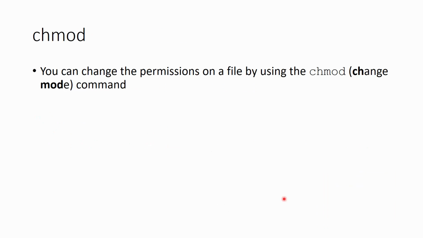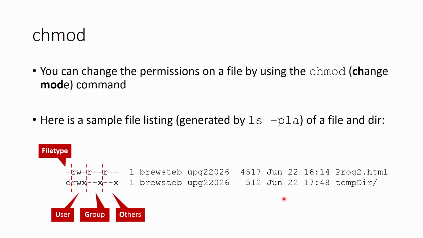Anyway, so chmod, change mod. You can change the permissions on a file by using the change mode command. So here is a sample listing. I did this with ls -pla. So here's a couple of entries. We have an HTML file and we have a directory.